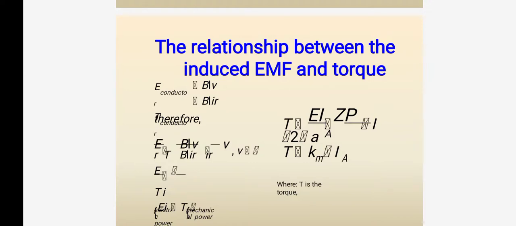The relationship between the induced EMF and the torque: E of conductor equals BLV and T of conductor equals BLIr. Therefore E equals BLv. So T = EIa/ω, which equals ZPφIa/(2π), and T = Km φ Ia, where T is the torque.